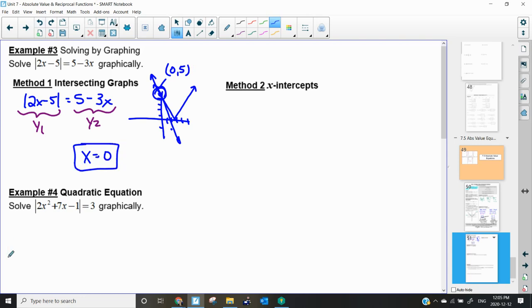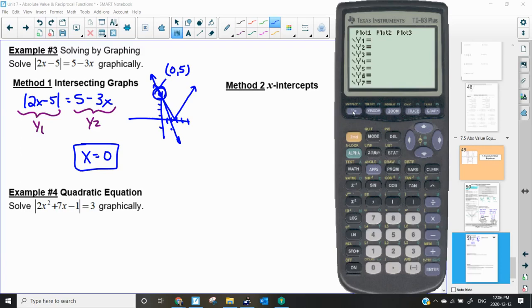So let's take a look at that one on our calculator. We're going to graph, math, over to number, choose absolute, and we've got 2x minus 5. And then for our next equation, we have 5 minus 3x. Now when we graph those, we're going to have that nice V shape and our line, and we're going to find the intersection point. So we have second calc 5, enter, enter, enter, and we have an intersection at 0, 5. So again, our answer is x equals 0.